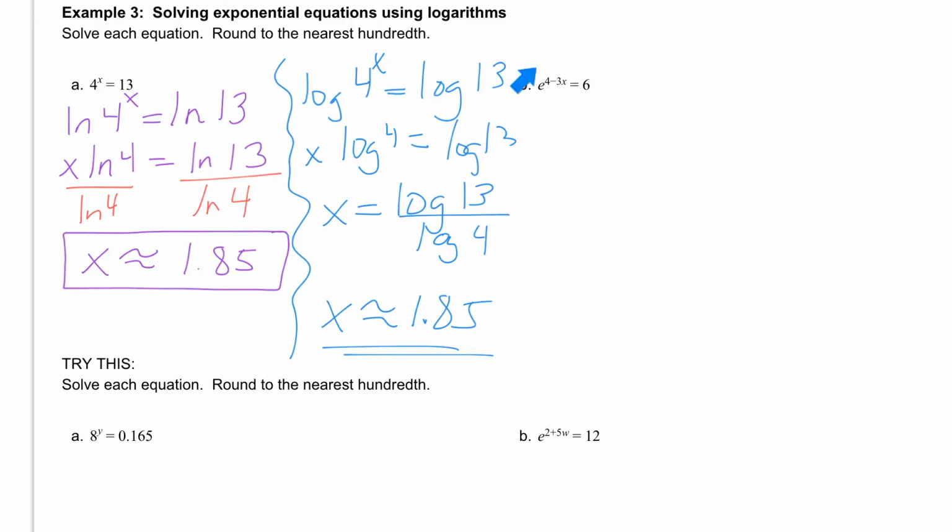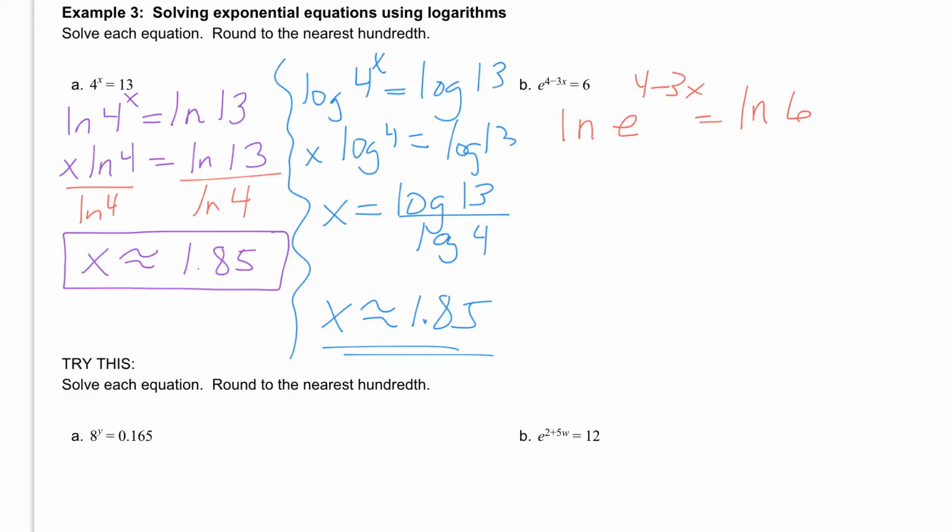Now, as we look at letter B, we have e to the 4 minus 3x equal to 6. When you have e as a base, you're better off using the natural log. You don't have to, but it's going to make things a little bit easier at a certain spot, and I will show you that spot as we work through this problem. So I'm going to start by taking the natural log of e to the 4 minus 3x, meaning I have to also take the natural log of the right-hand side, so I get the natural log of 6.